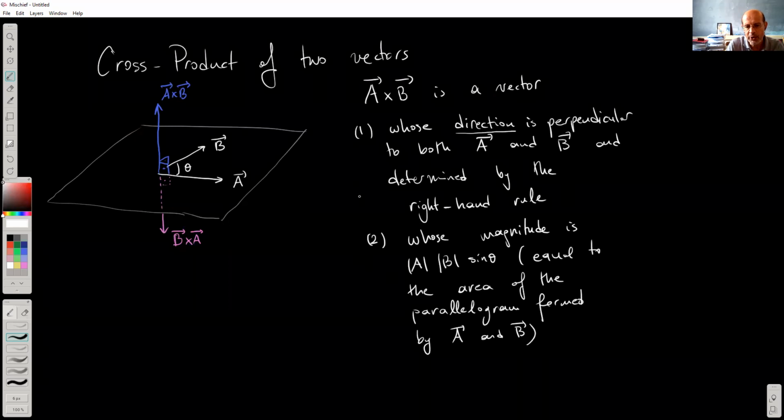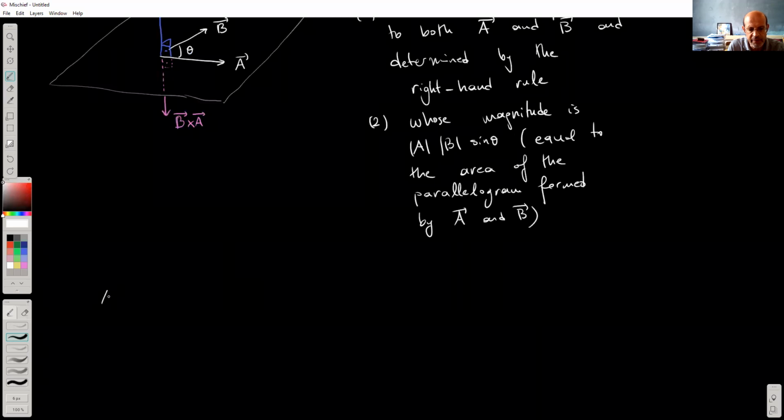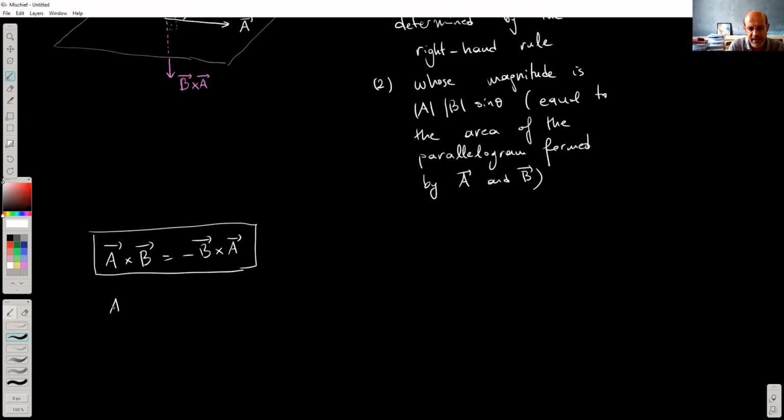Okay, so associated with all of these, we have these. B cross A and A cross B are not the same. They have equal magnitude, but they have opposite direction. So therefore, that's the first thing that we have said: A cross B is equal to minus B cross A. So this is anti-commutativity. Let's remember this.